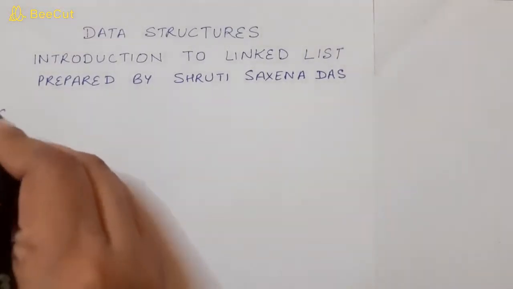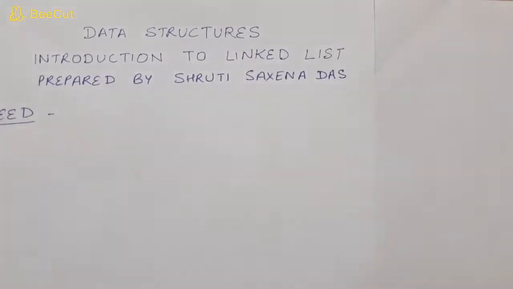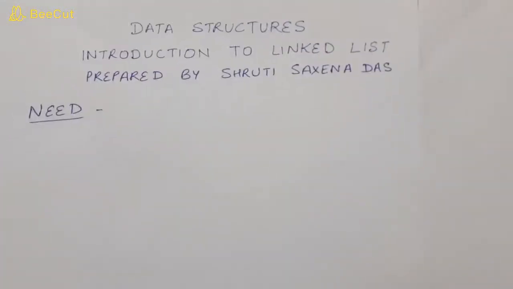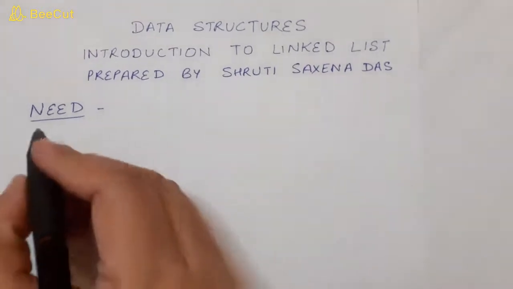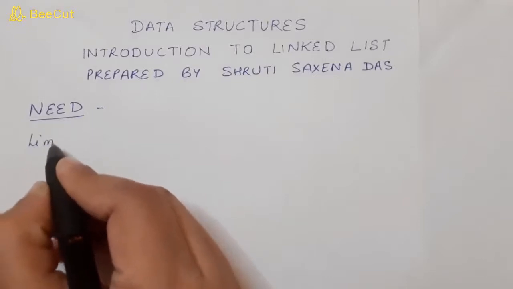So first we'll start with the need of linked list. So what is the need? Normally we use arrays to store elements. If you want to store homogeneous type of elements, then most of the time we use array. But what are the main limitations of arrays? In the need we'll discuss why we can't use array for everything.